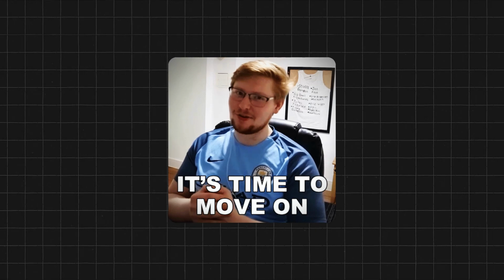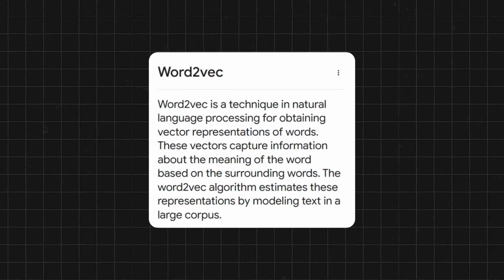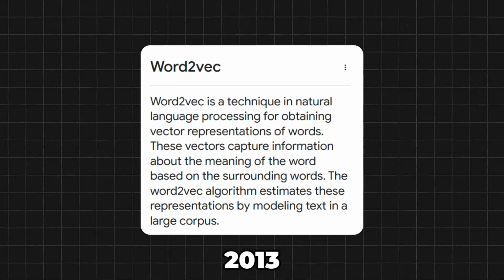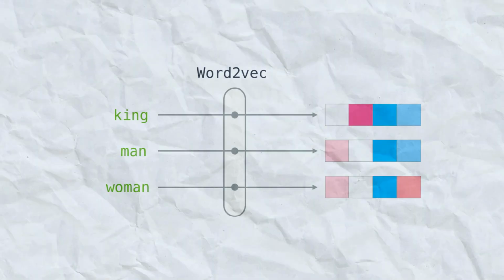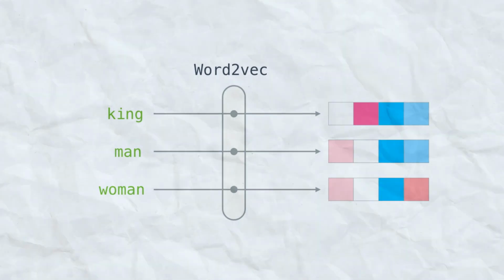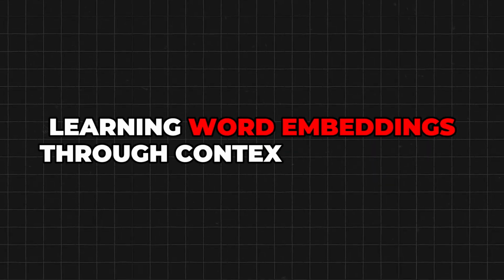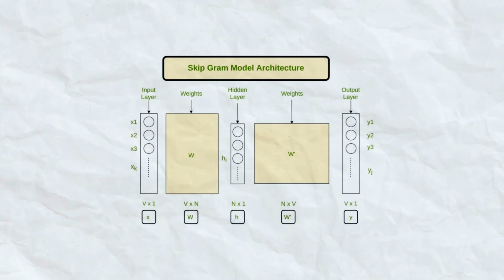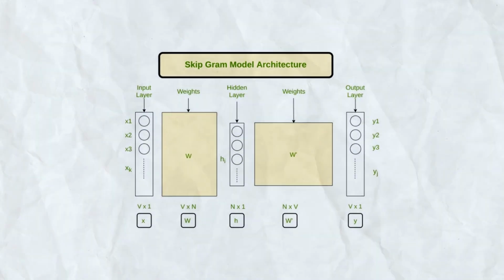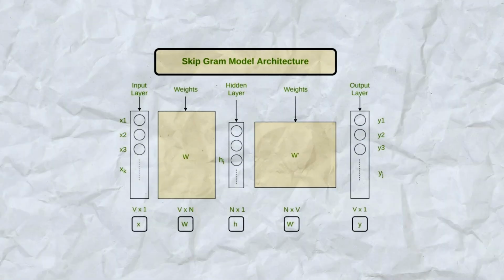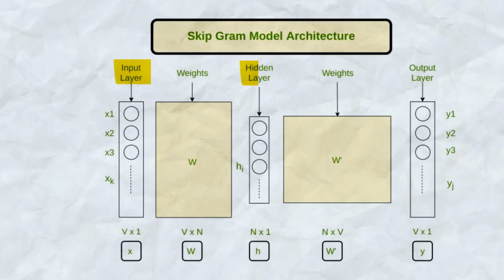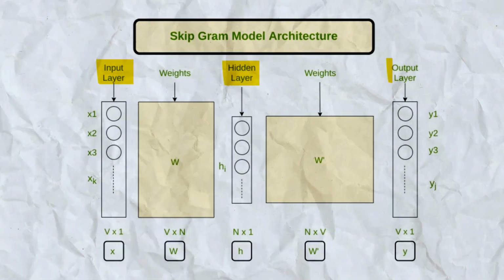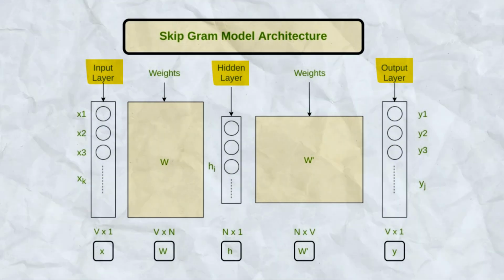Now, let's shift your focus to Word2Vec, introduced by Mikolov et al. in 2013. This model transformed natural language processing by creating dense vector representations of words, learning word embeddings through context prediction. You'll focus on the skip-gram architecture, which predicts context words given a target word. Your model will consist of an input layer for 1-hot encoded words, a hidden layer for the embedding dimension, and an output layer with a softmax over the vocabulary.